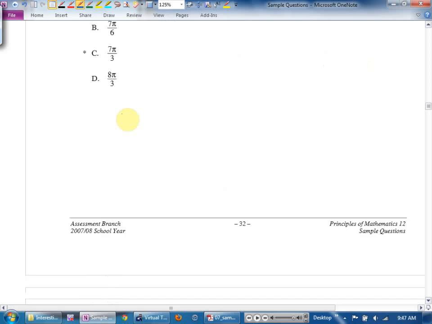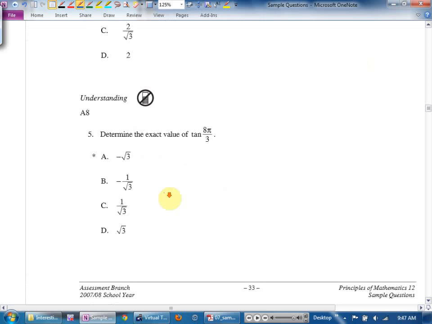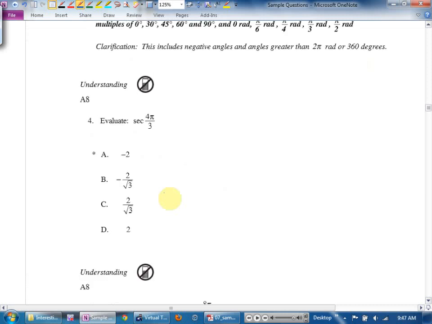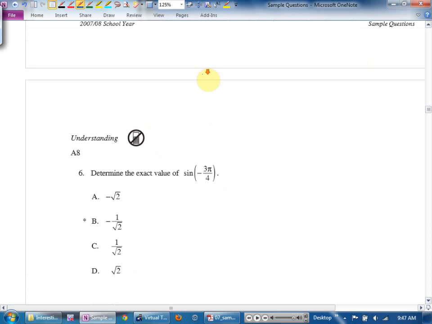Determine the exact values. So all your exact values for your special triangles. Tangent, secant. Be prepared for a negative. Oh, there you go. Negative means you're going in that direction around the circle.